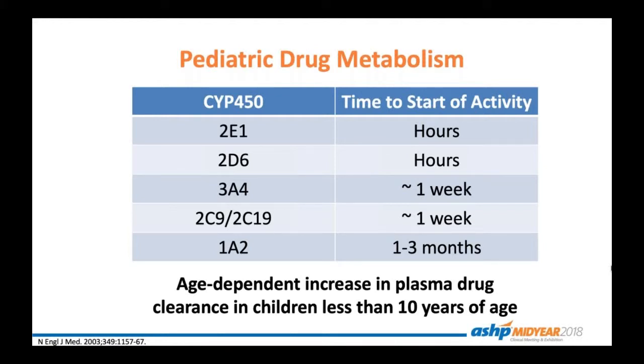So drugs that are highly metabolized by CYP3A4 can have very different dosing requirements throughout the first year of life, and we may need to adjust our dosing accordingly. There is also an age-dependent increase in plasma drug clearance in children less than 10 years of age that is independent of this drug metabolism that will affect drug levels.